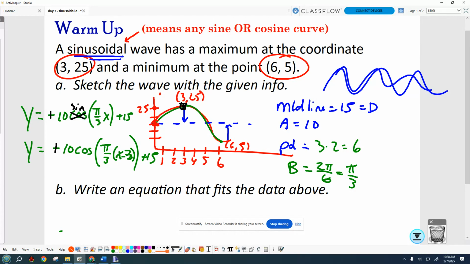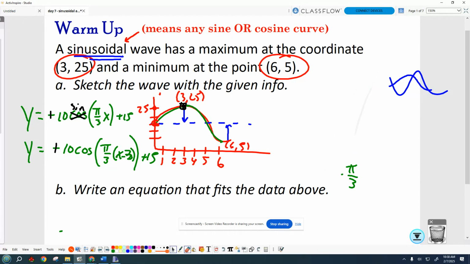There's lots of options. Does somebody have a different equation? Yes, David? Wait, why wouldn't A be 20, not 10? Is it the midline? Oh, it's maximum, not minimum. I saw minimum, I thought it was minimum. Okay, okay, that makes sense.